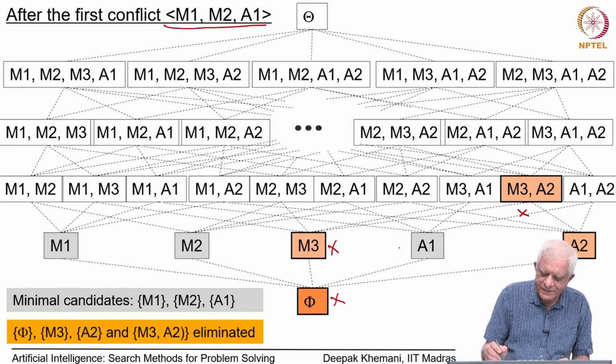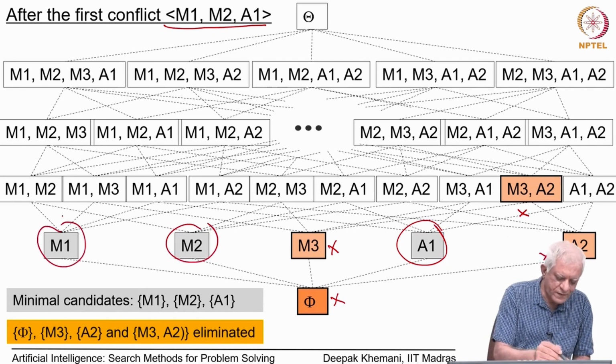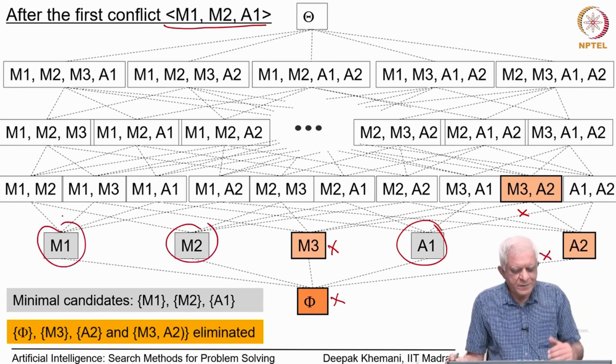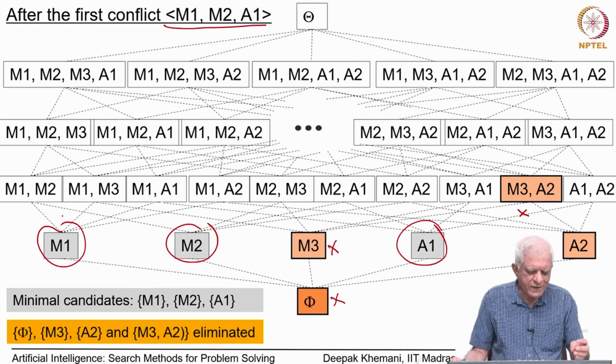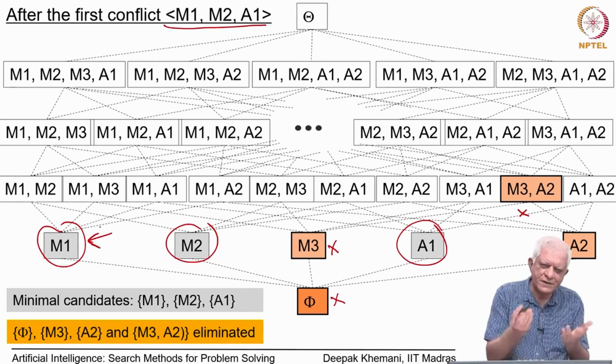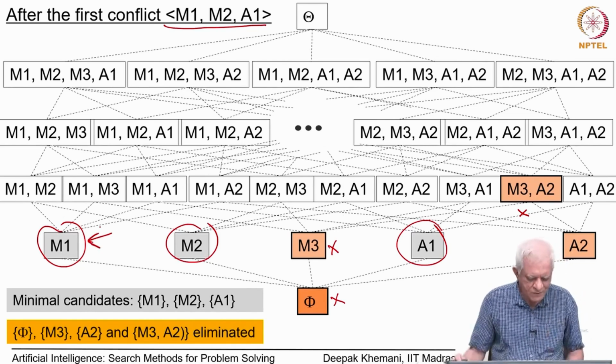The other three remain as candidate diagnoses, which are A1, M2 and M1. Remember that this is a power set, which means if A1 is faulty, or M1 is faulty, for example, then any superset of M1 can be said to be faulty essentially.